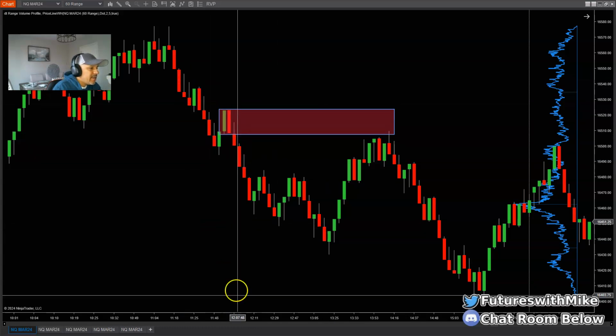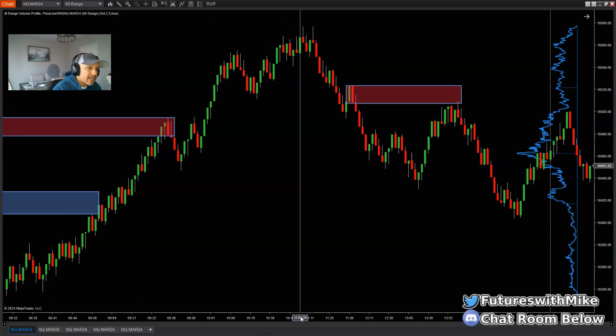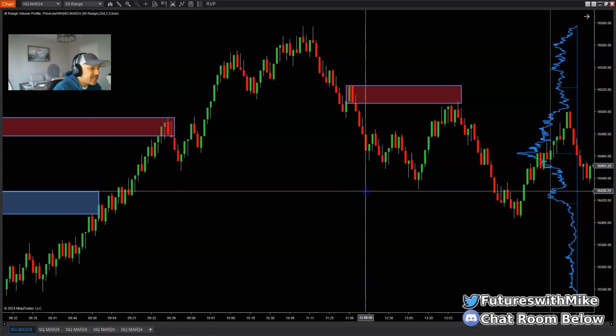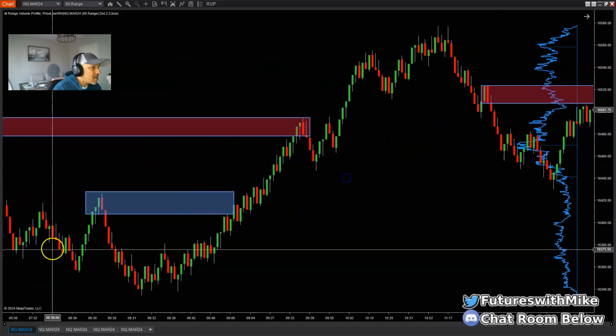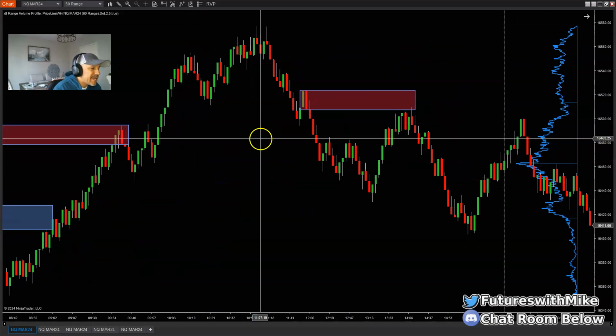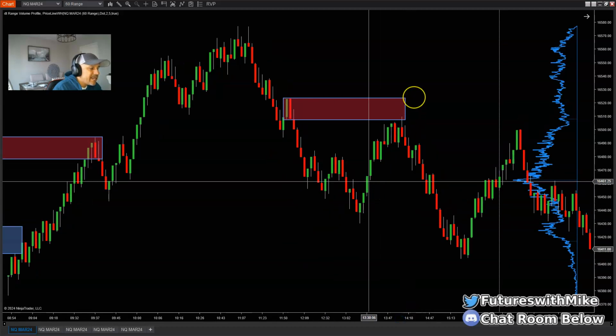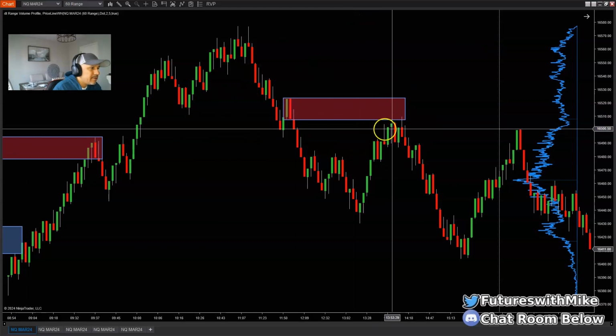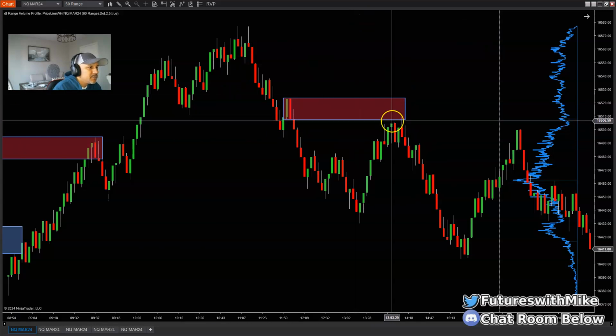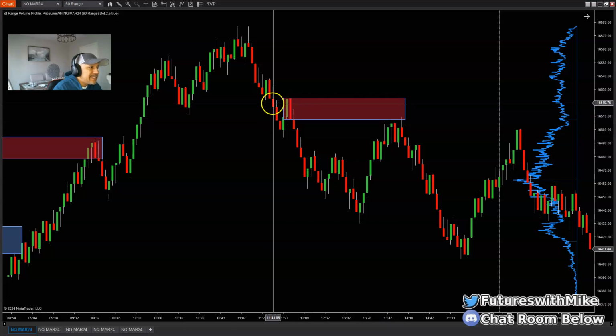What I'm looking at here is, first of all, as I talk about in trading, what is the structure of the market? Are we moving to the upside or to the downside? The market was moving to the upside, breaking structure, but now we're breaking structure back to the downside. As you can see, it pulls back to this area right here. This is a supply zone.